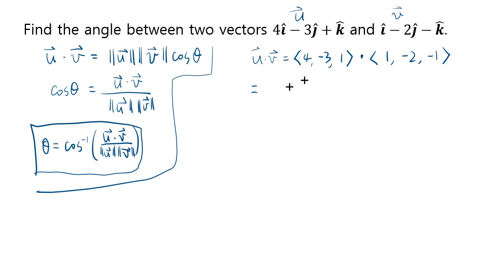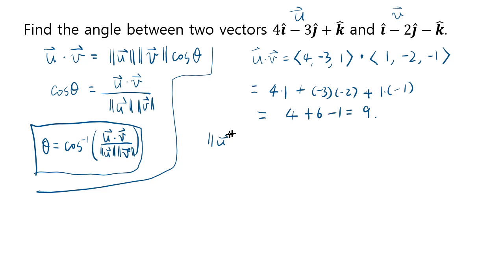So we have 4 times 1, which is 4, and then negative 3 times negative 2, plus 1 times negative 1. You have to multiply component-wise, and you have to add them. If you forget to add them, you'll end up with a vector, and that's exactly not what you want. You have to add them. So 4 plus 6 minus 1, which is 9.